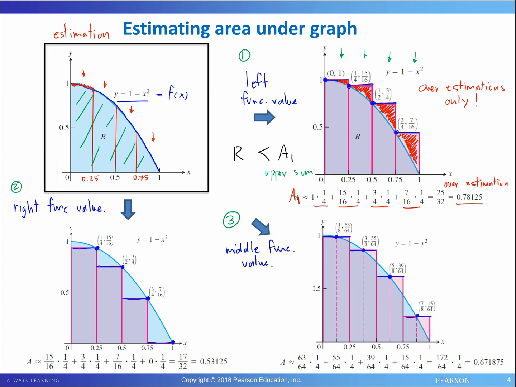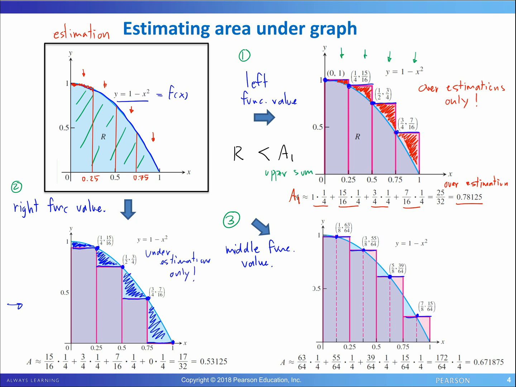Now let's move to the estimation in option 2, where we use right function value as the height of the rectangle. As you can see here in this case, the rectangles are smaller than the actual region. So over here we have underestimation. The region itself is larger than the rectangle. Same thing here, the region is larger. Rectangle is too small. Same thing down here. Underestimation all the way through. So make a note: underestimation only for this case.